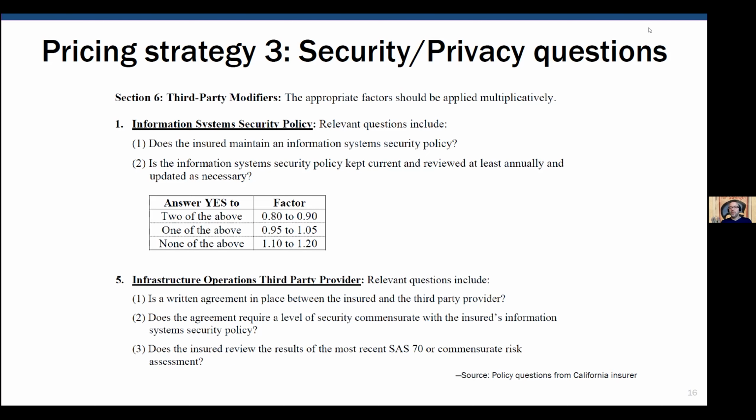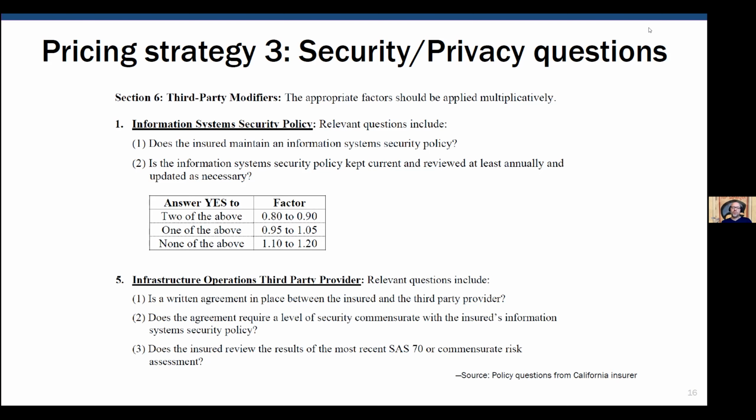So now the third approach, which is arguably more sophisticated and perhaps more accurate, hopefully more accurate, is to take that base rate approach and start to apply other factors that do speak to the security posture of the company. So here, do you have an information system security policy? Is it maintained? Is the information policy kept current and reviewed at least annually? If yes to both of these, then there's some factor between 0.8 and 0.9. If no, then some factor greater that's going to increase your premium.